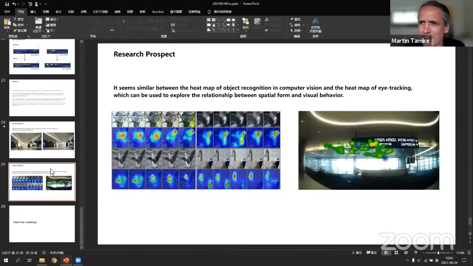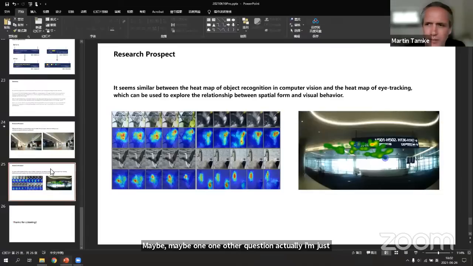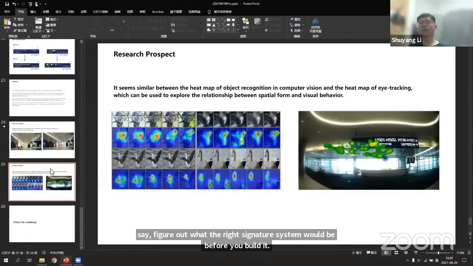Maybe one other question, just to round up here. So this is now post optimization of a very famous airport, and do you think that the same technology could be used to figure out what the right signature system would be before you build it? I mean, looking at the amount of money.